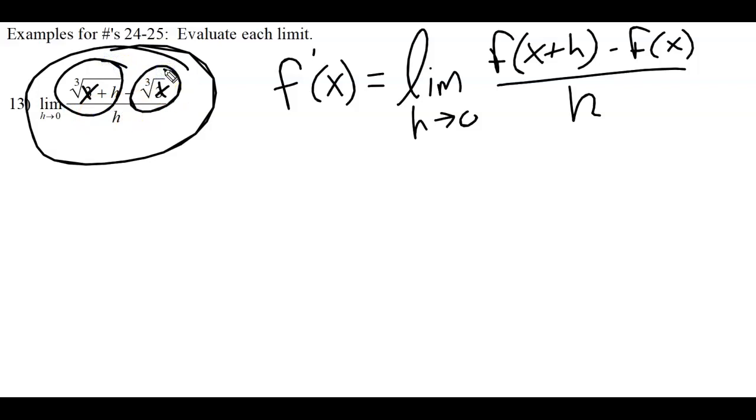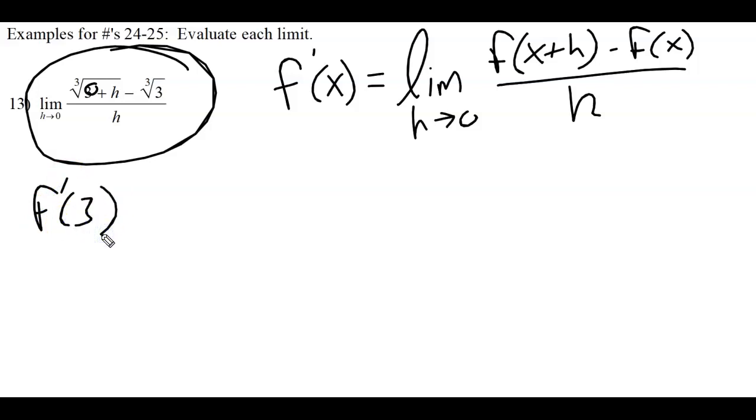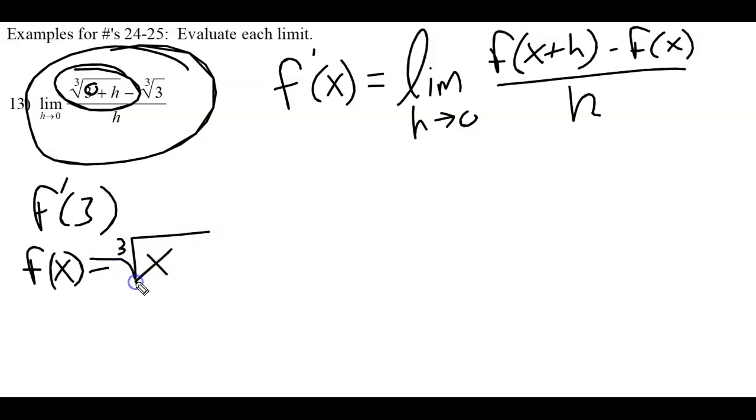It's a cube root of x is what it is basically. And the x value that we're plugging in there is a 3 that you can see, right? So in this case, you could tell just by this number that we're finding f prime of 3, so the derivative at 3. And we can also identify what our function is. It's a cube root of x. 3 is the x, right? h is going to 0, so it's just the cube root of x is what my function is, right?